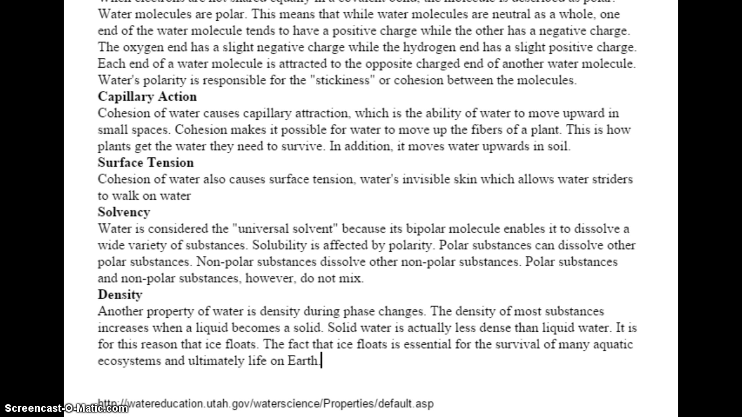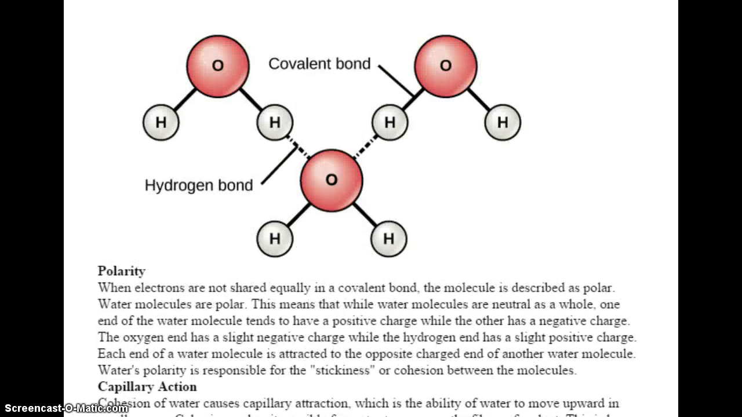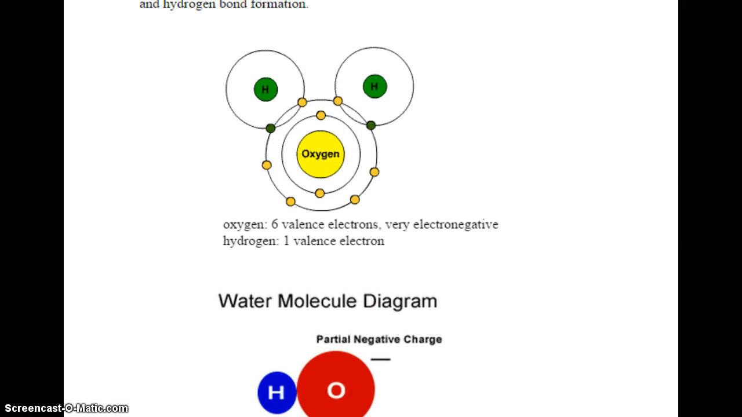Another property of water is density during phase changes. So the density of most substances increases when the liquid becomes a solid, but solid water is actually less dense than liquid water, which is why ice floats. And the fact that ice floats is essential for the survival of many aquatic ecosystems and ultimately life on Earth. So water's properties are pretty important for biology and for life on Earth as we know it.